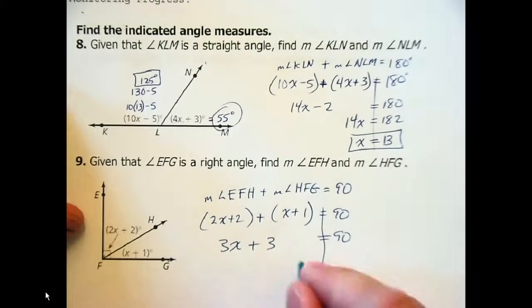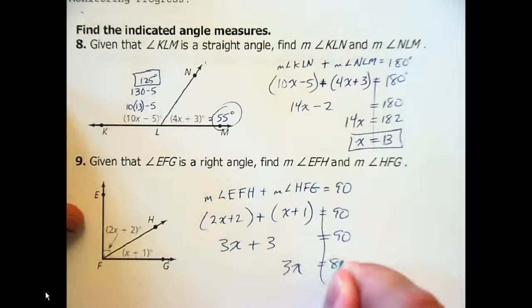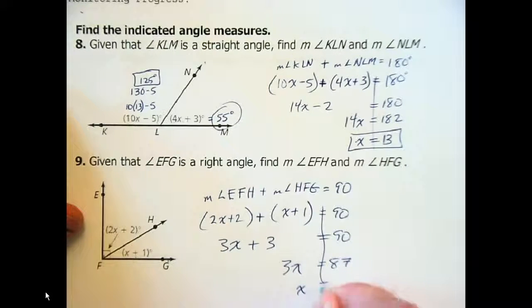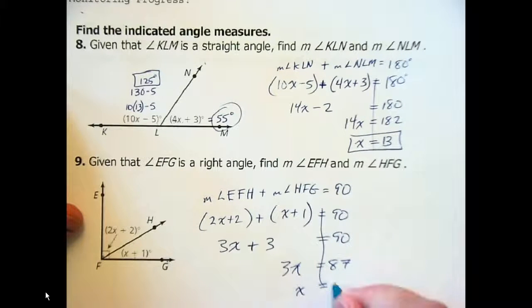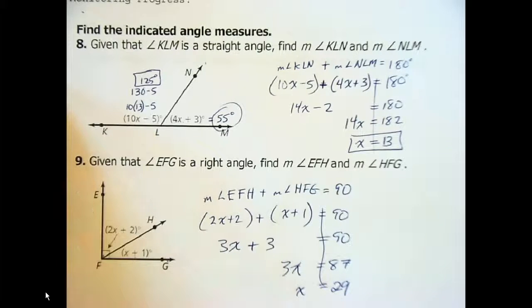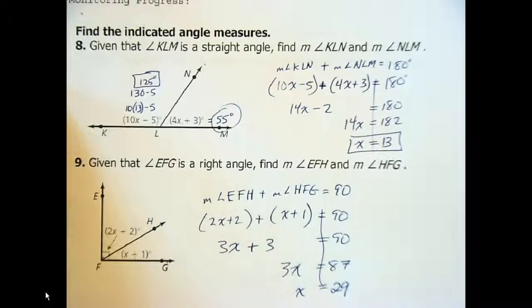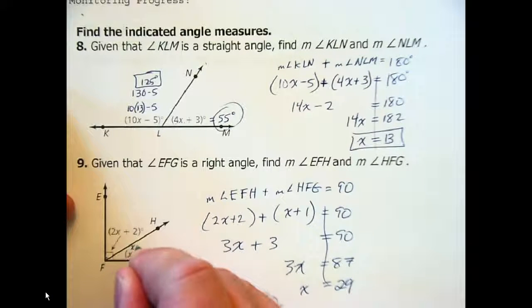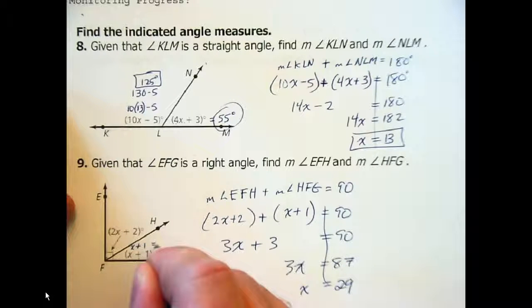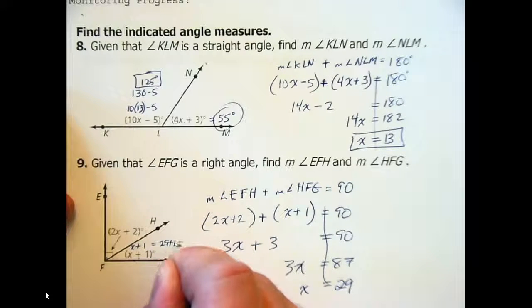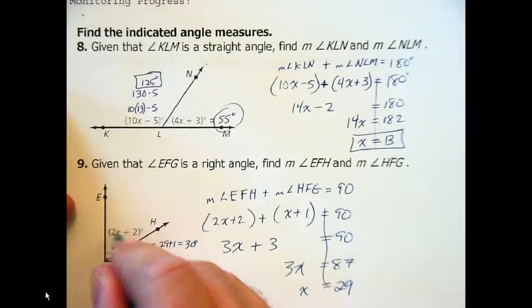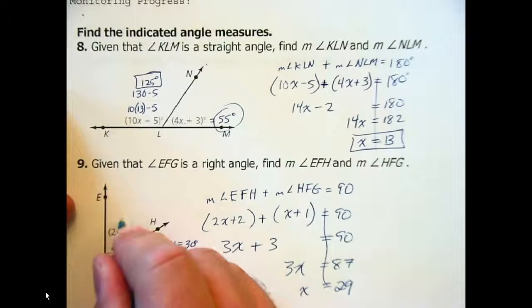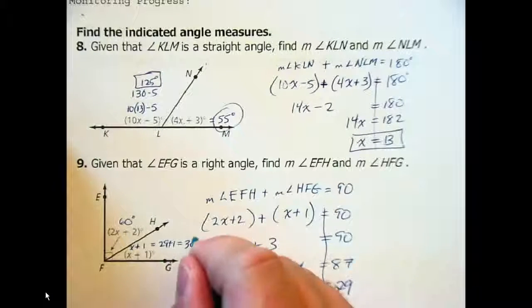Okay, so 3x plus 3, 3x equals 87. So 1x is? 29. Everyone agree? Okay. If x is 29, what's that make this? That's 29 plus 1, or 30. Now, that makes this one what? 60. Okay. Now, Danica, you want to explain what you said again?